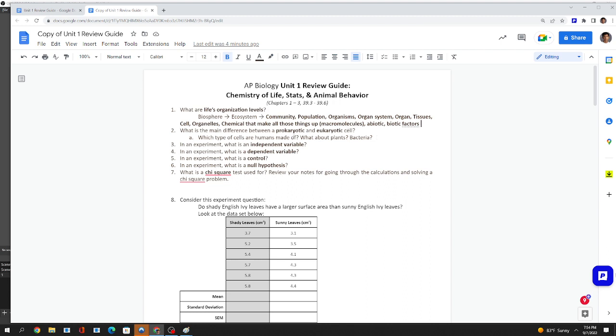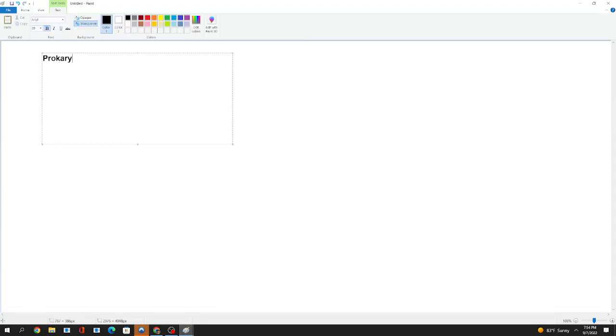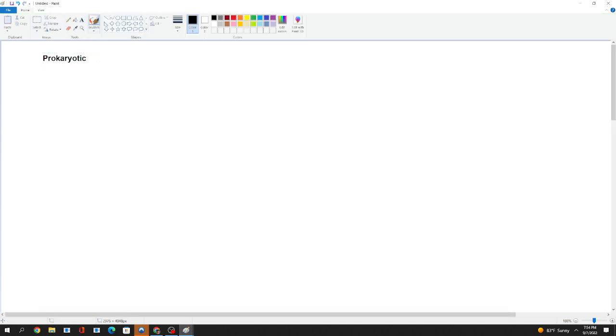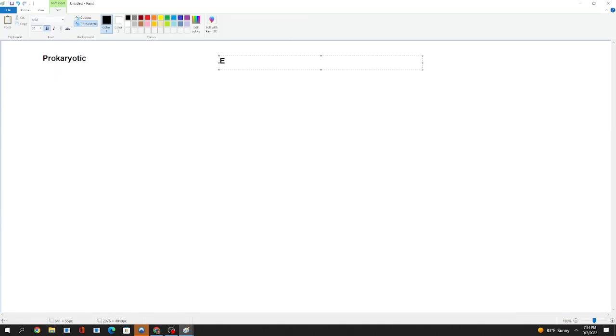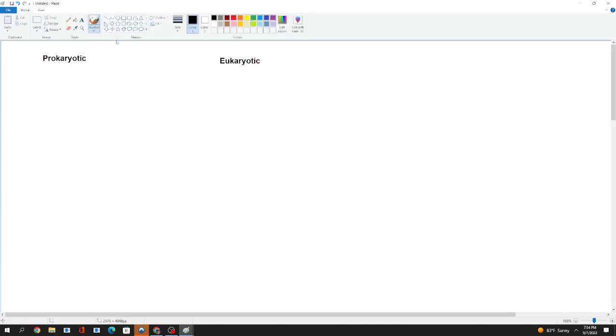Question number 2. What is the main difference between a prokaryotic and eukaryotic cell? I'm going to draw this out right here, make it very plain and simple for you. There are two really distinct differences. I'm going to call it prokaryotic here, and I'm going to call it eukaryotic here. Eukaryotic. If I spell things incorrectly, my apologies.